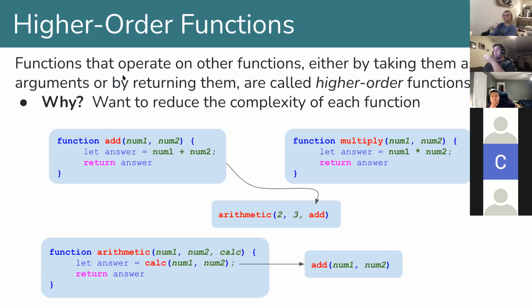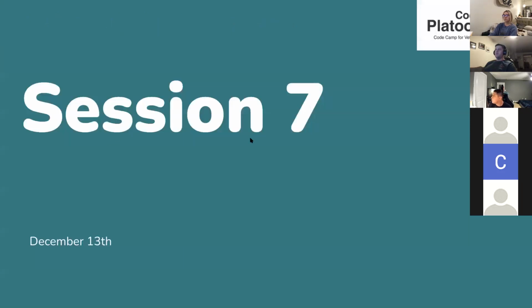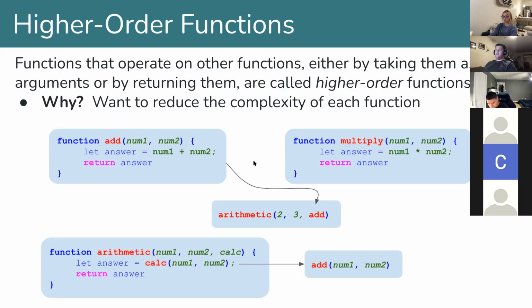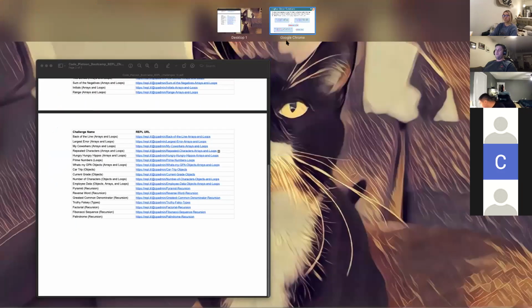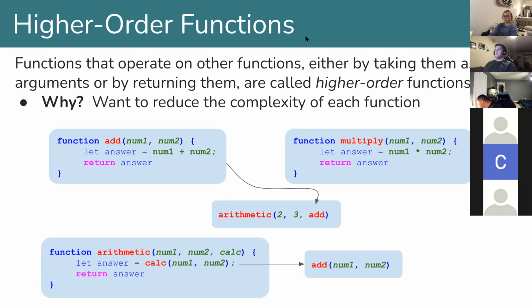We want to reduce the complexity of each function. So this kind of goes back to when we start looking at SOLID code and single responsibility, and keeping things in an orderly manner and trying to keep things as small as possible. And that's pretty much it for the slides. Let's go ahead and take a look at what this looks like in Replit.